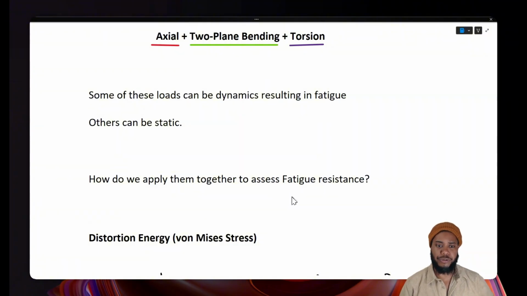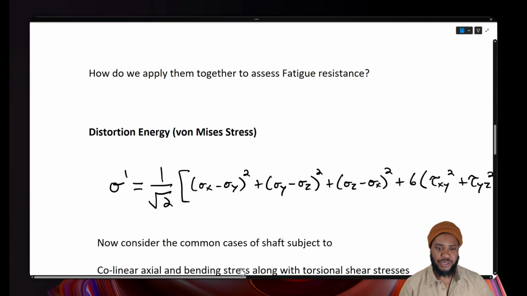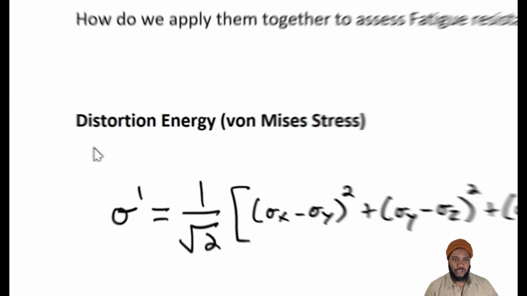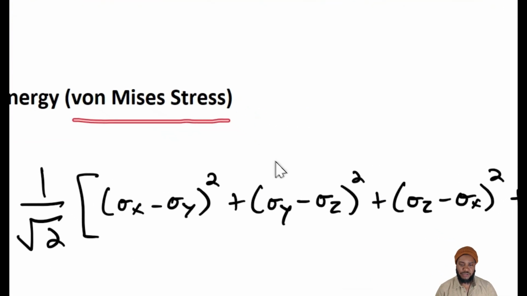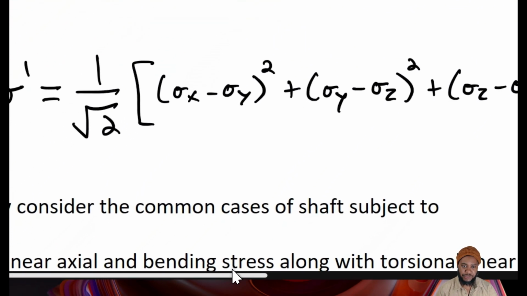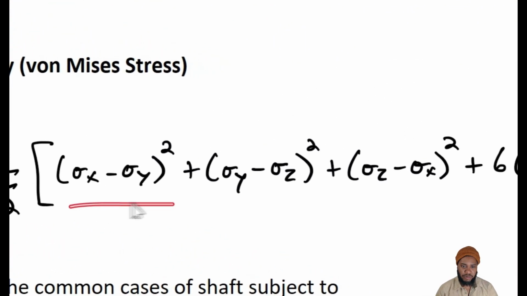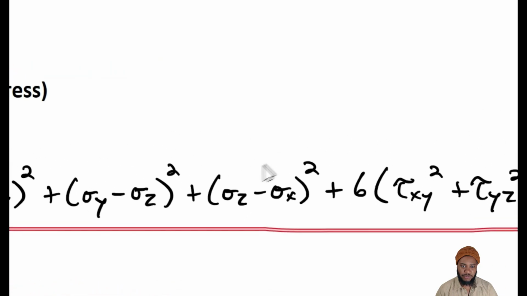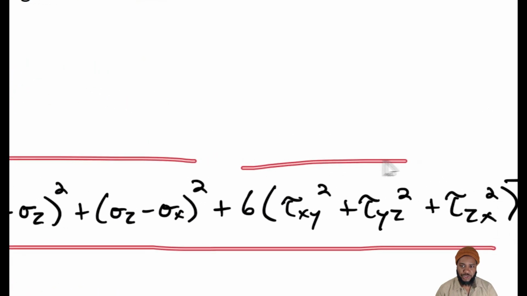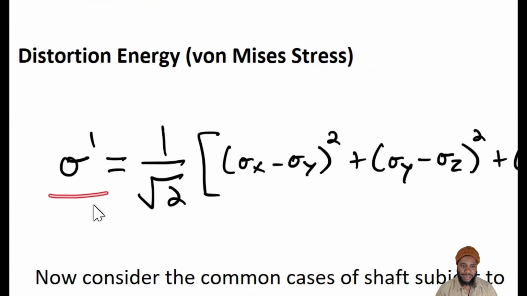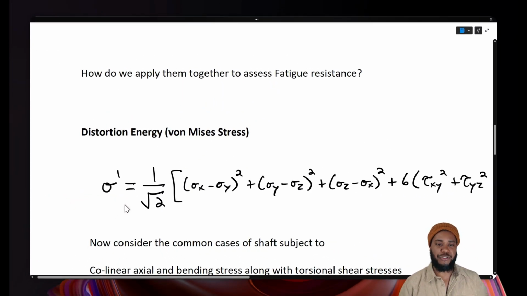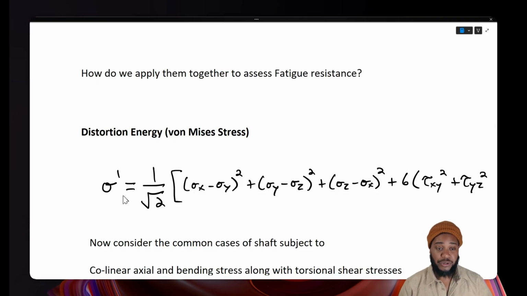Well, back when we learned about static failure theories, we learned about distortion energy, the von Mises stress criterion, where we could take all of the different types of stress, the normal stresses and the shear stresses, and combine them into a singular stress against which we can check for yielding or check for failure, meaning rupture.